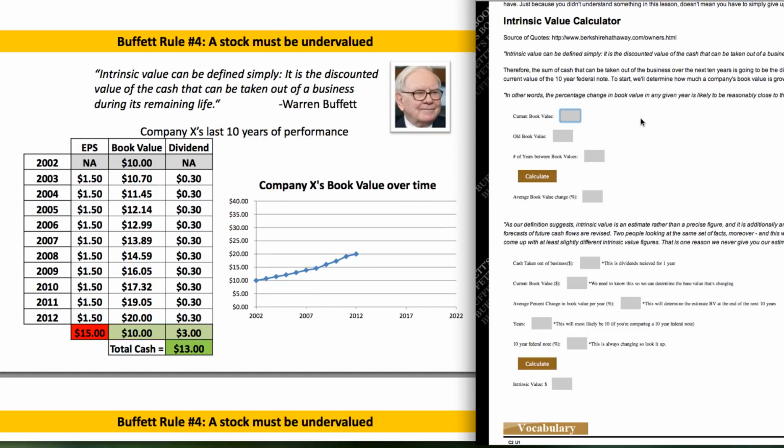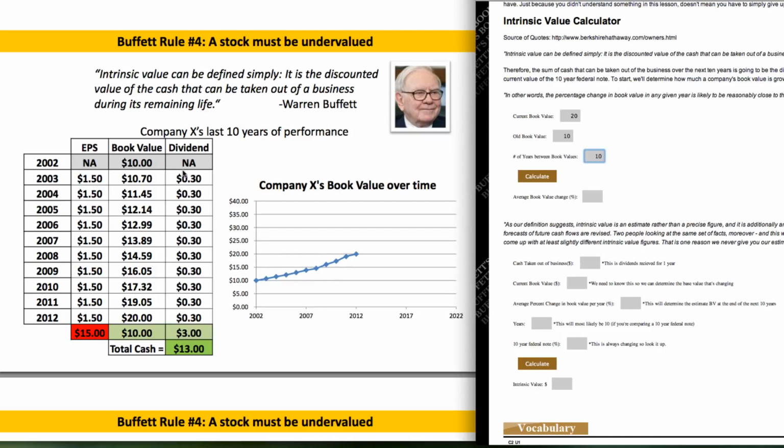When we look over there in 2012, the current book value for company X is $20. So you're just going to put $20 in there. Make sure you don't put in a dollar sign; you're just putting in the numbers. And the old book value is $10, because that's where it started off in 2002. The number of years between the book values is 10, okay?